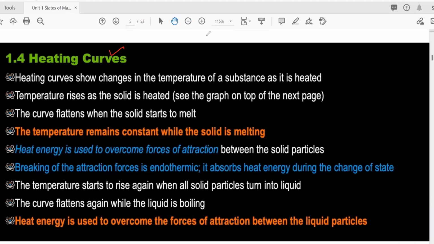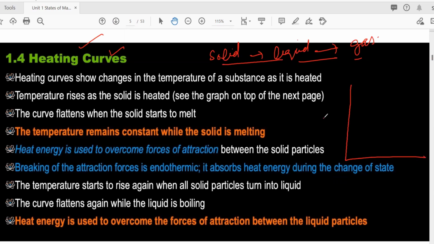Now, heating curves. When you are heating, it means if you have a solid, you are converting it into liquid, and if you continue heating, you convert it into a gas. This process you can explain with the help of a heating curve. What is a heating curve? It is a graph. On the y-axis I will take the temperature and on the x-axis the time. So it goes like this.